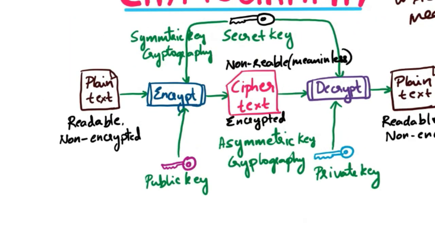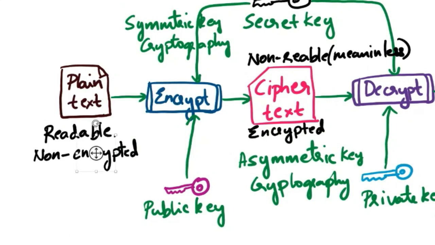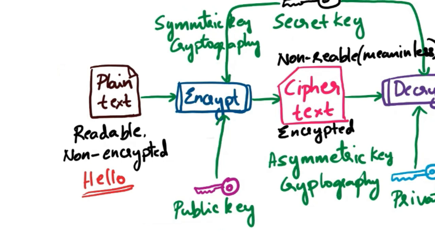Like you can see here, we have taken plain text. Plain text might be something like hello, and then we encrypt it. Forget about the keys for now. I will explain it later. For now, say that hello is your plain text. It is readable, it is non-encrypted. Anybody can make sense of it.